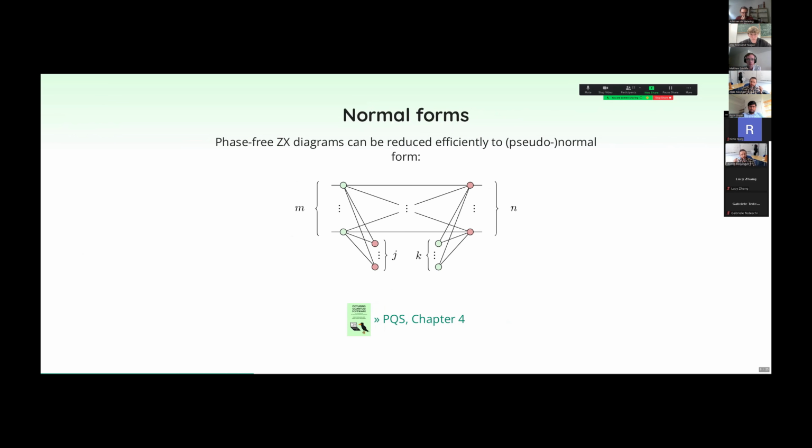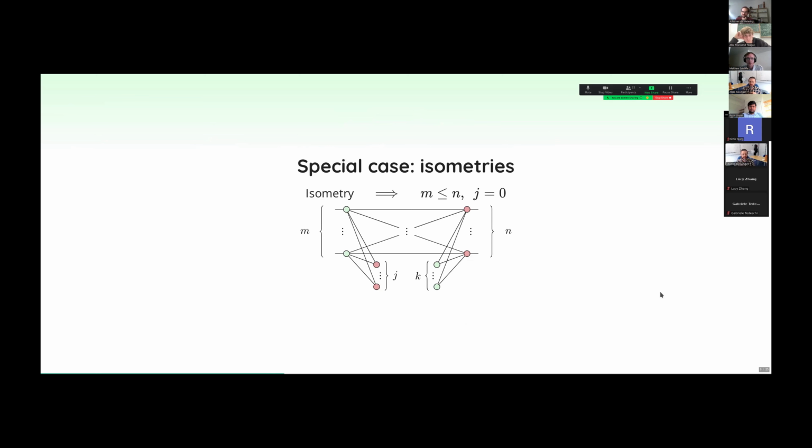So as it was already mentioned, these things have a nice normal form. So I can always efficiently reduce a phase-free diagram to something that looks like this. You'll notice throughout this talk, I'll link to the place you can find it in Picturing Quantum Software. So indeed, you can see this in detail there. And in the special case of isometries, you can actually show that this J part, so these are the isolated red dots, will always disappear. Okay, and that has to do with the fact that an isometry is injective, and this kind of measures non-injectivity of the map. Okay, so I get this nice, slightly reduced normal form.